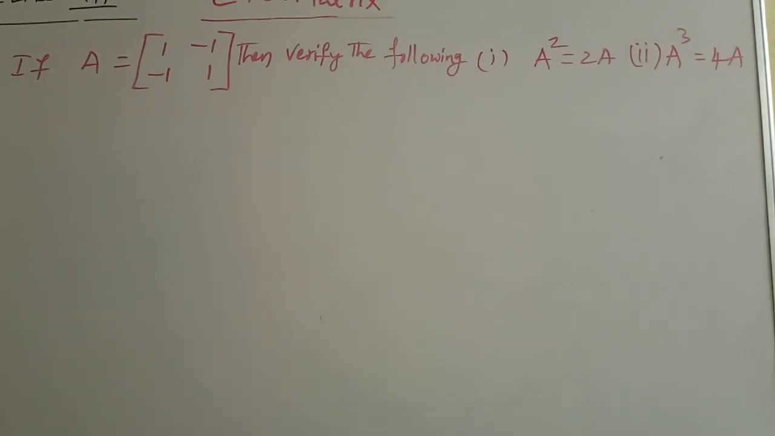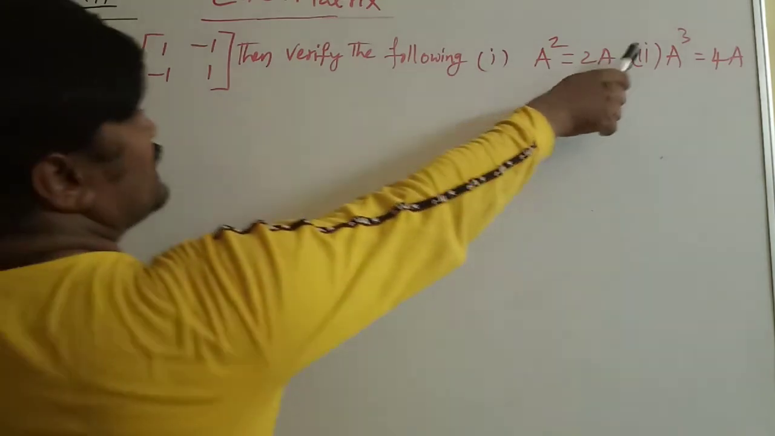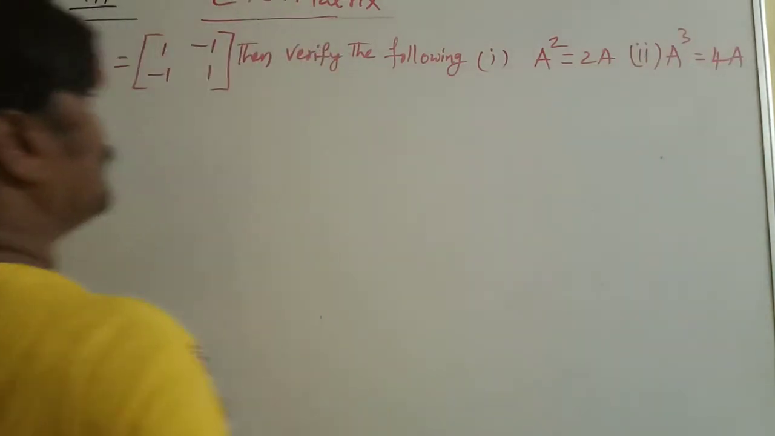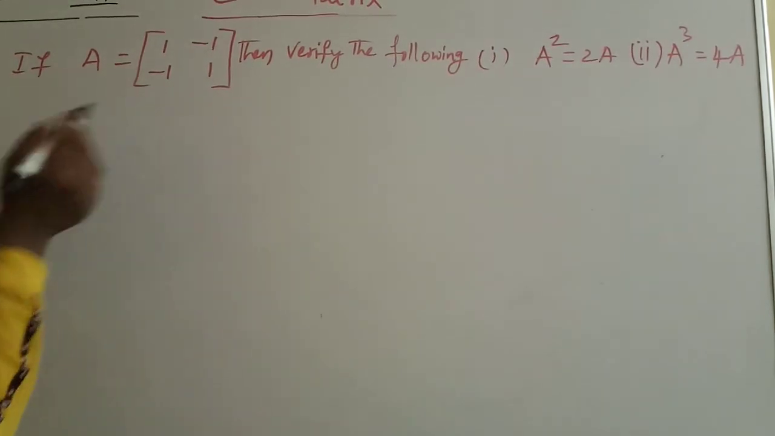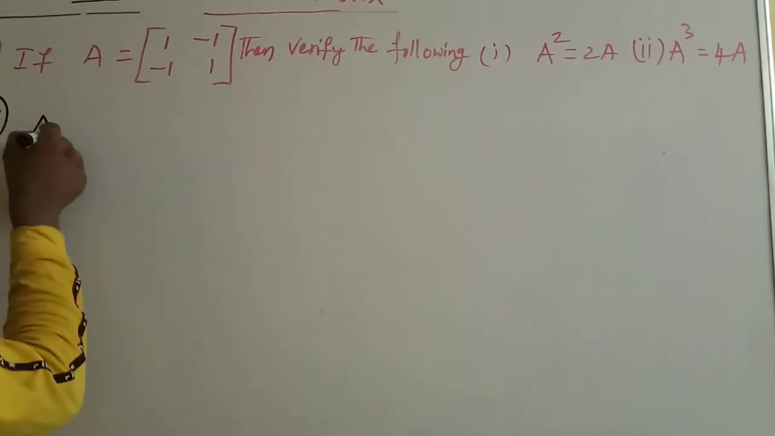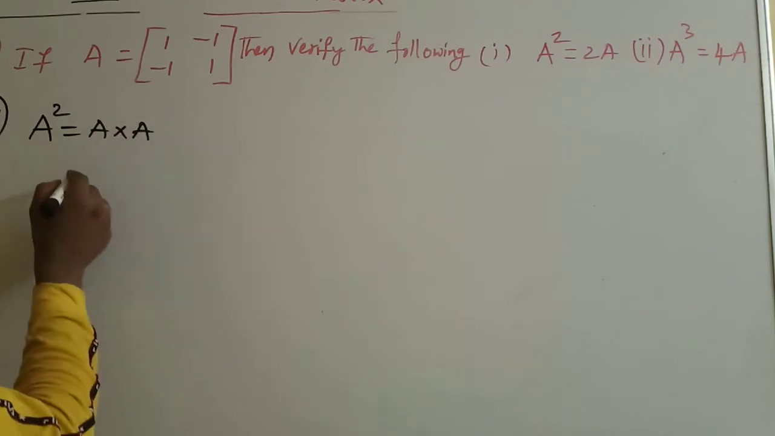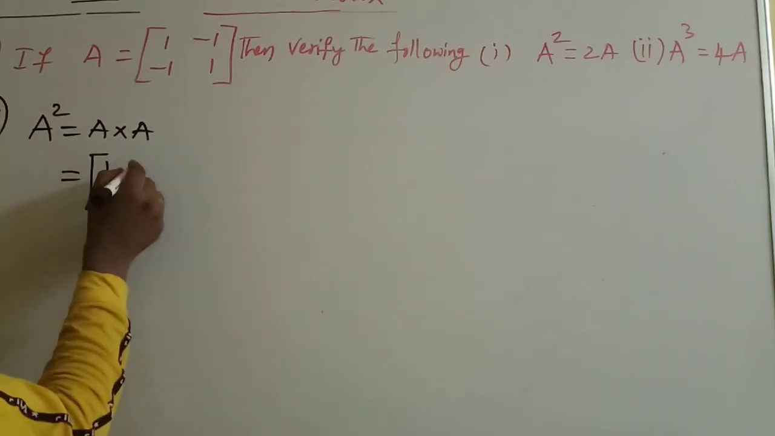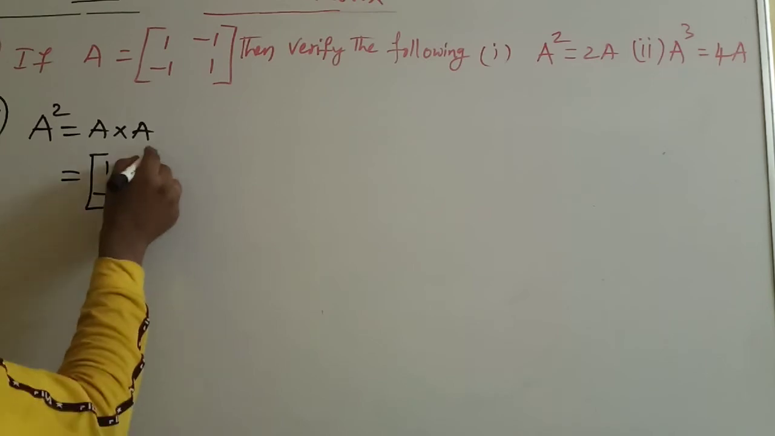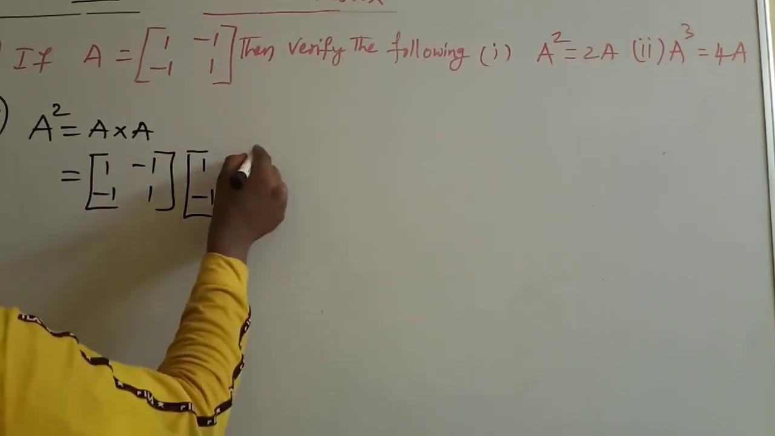Alright, next question. If A is equal to [1, minus 1; minus 1, 1], then verify the following. First one, A square is equal to 2A, and A cube is equal to 4A, we need to prove. So it is very simple. How will we verify? Just observe carefully now. First write A square. A square means what do you know? A into A. So what is A here? 1, minus 1, minus 1 and 1. Same way for the other A also, 1, minus 1, minus 1, 1.